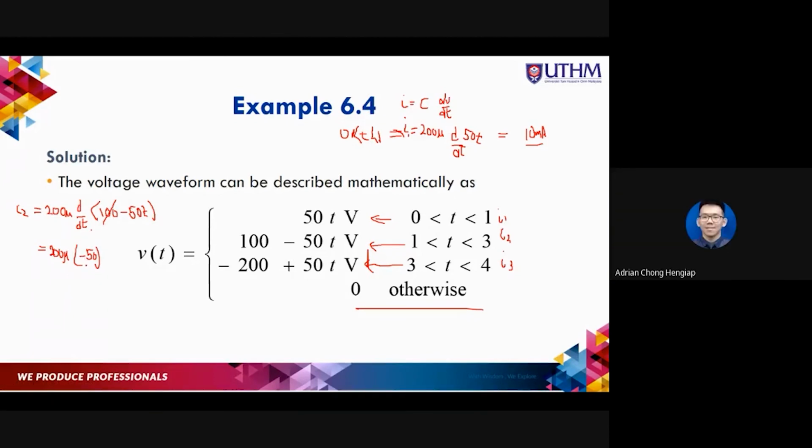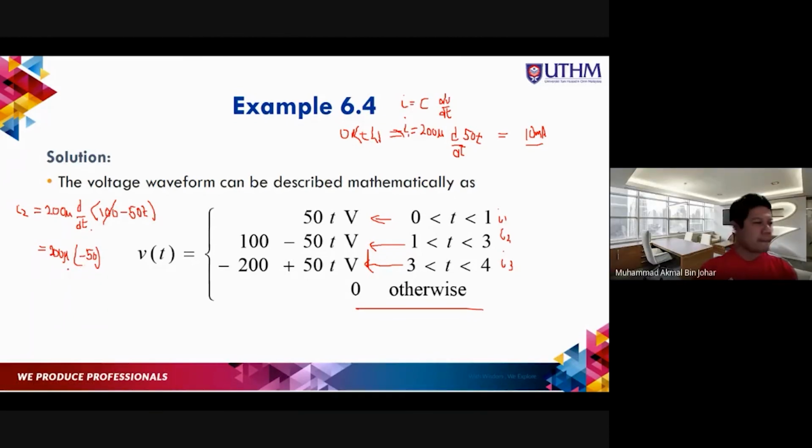So negatif 50, you akan dapat negatif 10 mili ampere. Micro kali 100 ni, you akan dapat mili ampere. Adakah I2 ada nilai T? Ada. So bermakna it's a straight line, daripada 1 hingga 3 you akan dapat negatif 10 mili ampere. Nampak? So go to the next one.